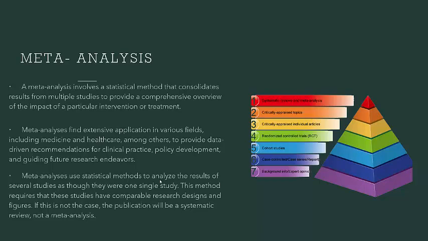Meta-analyses use statistical methods to analyze the results of several studies so that we consider those as a single study. This method requires that these studies have comparable research designs and figures. If this is not the case, the publication will be a systematic review. We are not going to consider it as a meta-analysis. So this is the main difference between the two, though both are considered among the best types of evidence. They are among the topmost when we talk about evidence.